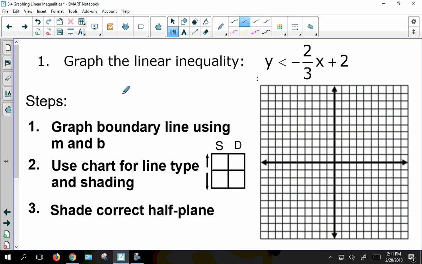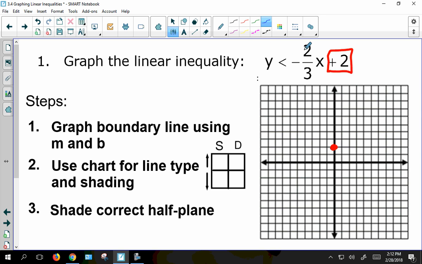Graph boundary lines using M and B. Okay, I can do that. I know that. Use a chart for line type and shading. Shade the correct half. Here we go. We start off graphing this just like we do equations. So the first thing I'm going to graph is the +2. So I go to +2. I put my dot.